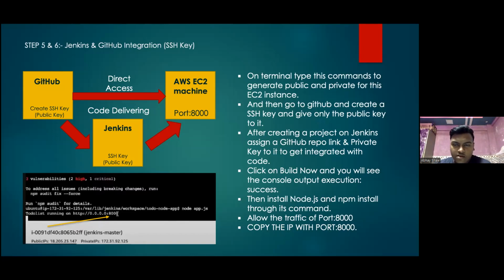After setting up the SSH key, you need to put that code repo link into your Jenkins to get integrated with that code. And in Jenkins, there is a column called build now. If you click on that, the whole code which has been integrated with Jenkins will run, and it is made on Node.js. So we'll need to install Node.js and npm through commands. There are 2 or 3 commands for that.